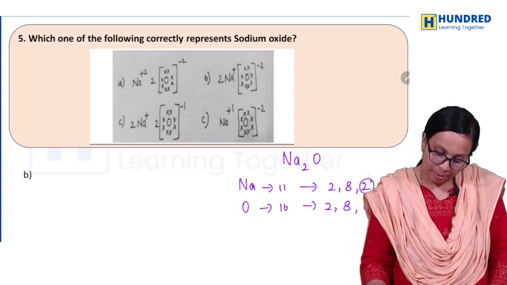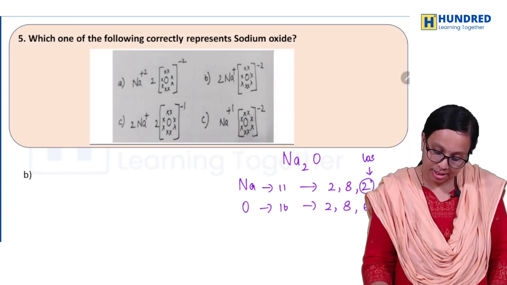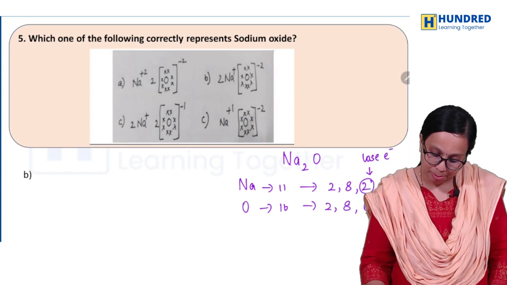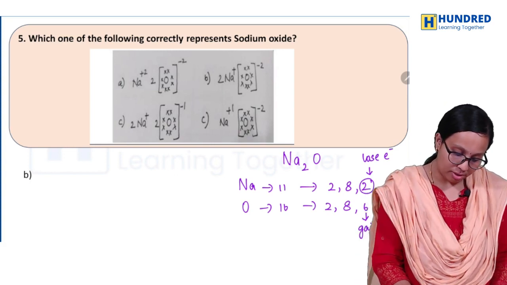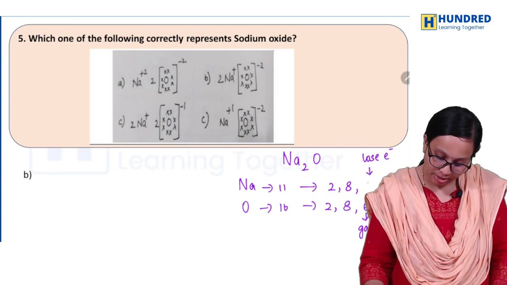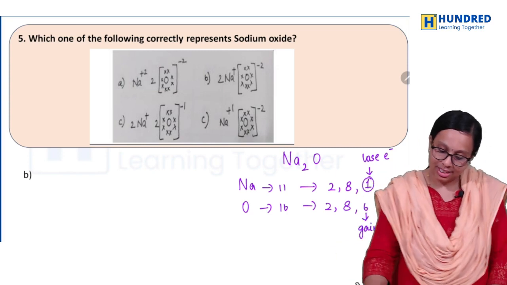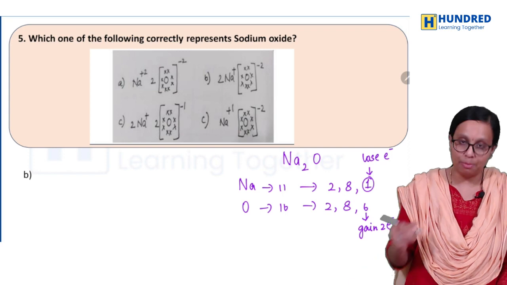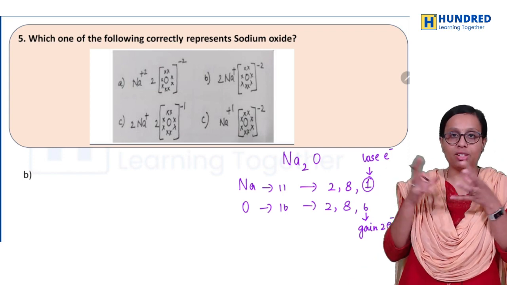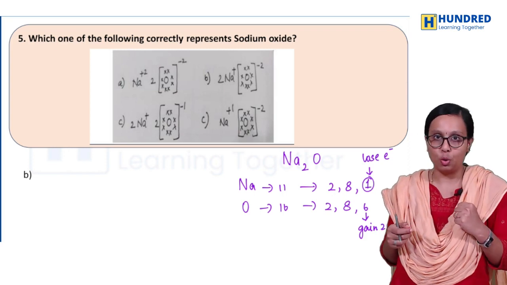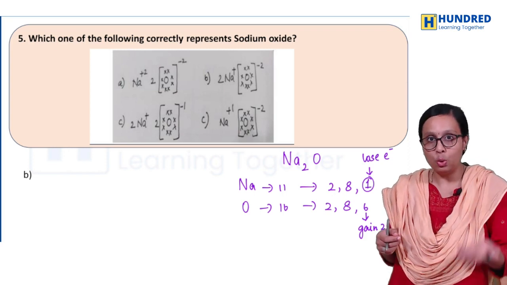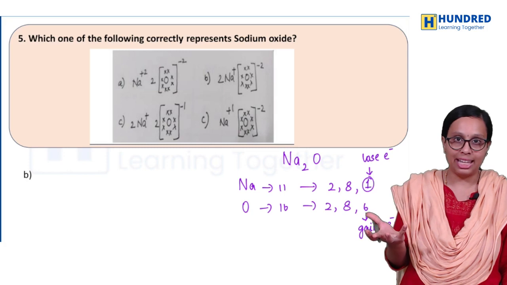So sodium has to lose the electron to become stable. Oxygen has to gain electrons. So it has to lose 1 electron. This has to gain 2 electrons to become stable. So when sodium and oxygen are combining, oxygen will gain 2 electrons from sodium and then sodium will lose 1 electron. Only then they become stable.